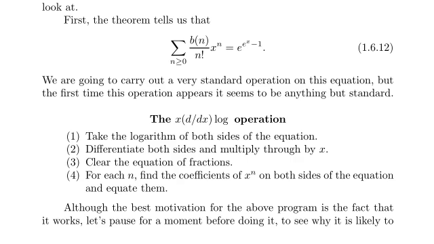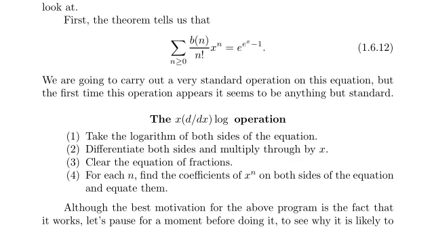First, the theorem tells us that this function B(x), the sum from n equals 0 to infinity of little bn over n factorial x to the n, is e to the e to the x minus 1. We are going to carry out a very standard operation on this equation, but the first time this operation appears, it seems to be anything but standard. So, the x d by dx log operation.